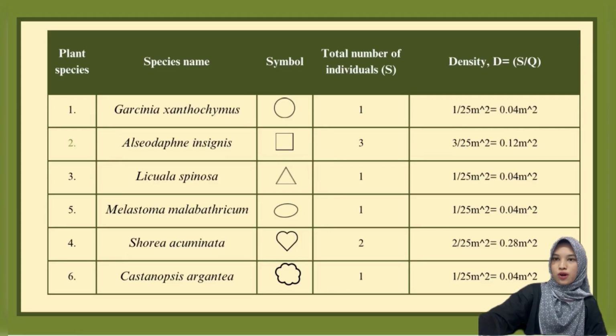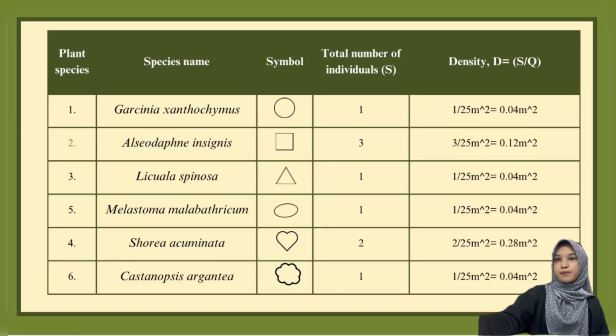Moreover, we also observe Liquala spinosa, or famously known as Acarpalas, in our area. Its density is 0.04 meters squared. Then, we have also found one species of Melastoma malabathricum, or known as Pokok Senduduk Hutan, in our quadrat area. Its density is 0.04 meters squared.